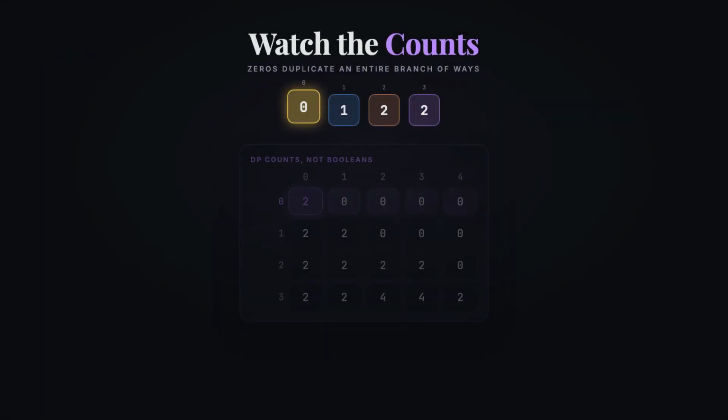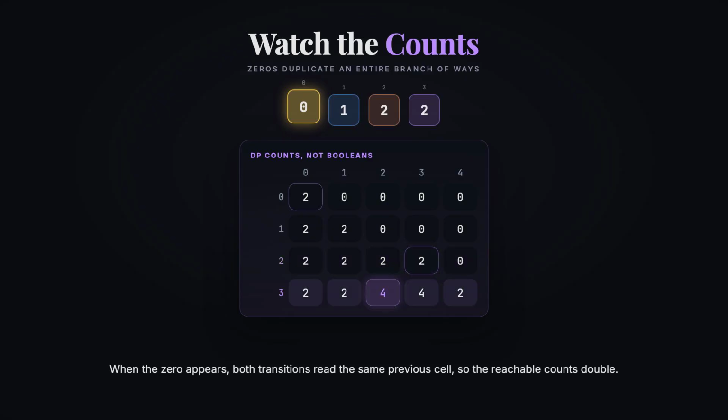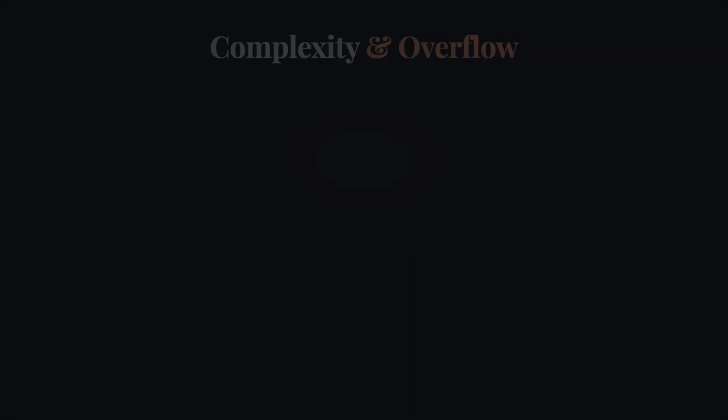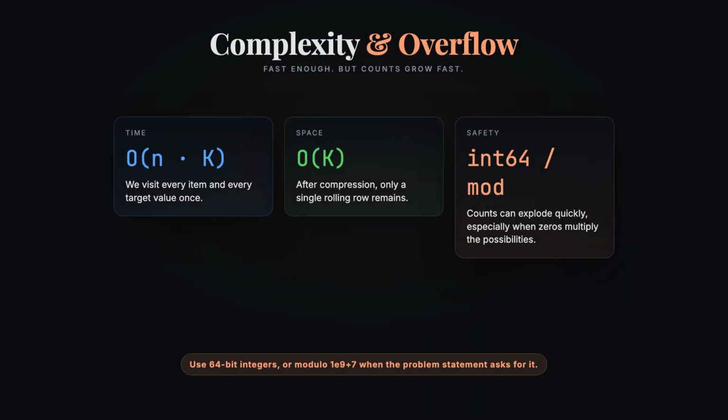Watch the table fill. Each cell accumulates counts, not just yes or no. And when a 0 element appears, watch its entire column double right before your eyes. One more refinement. Notice each row only ever looks at the row directly above it. So we don't need the whole table. We collapse it into a single row, rolling it forward as we go. Space drops dramatically. Let's talk complexity. Time is order n times k. Space, after optimization, is just order k.